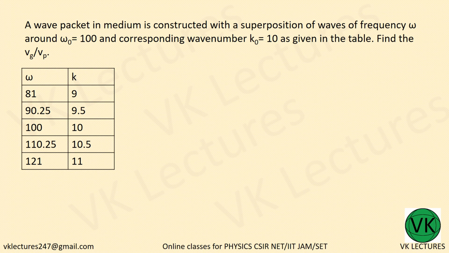CSIR problem, you will understand why it is a CSIR problem. A wave packet in a medium is constructed with a superposition of waves of frequency omega around omega naught. That's a general frequency, that is 100. Omega naught is equal to 100, and the corresponding wavelength is 10. And here is a table given, omega and k.